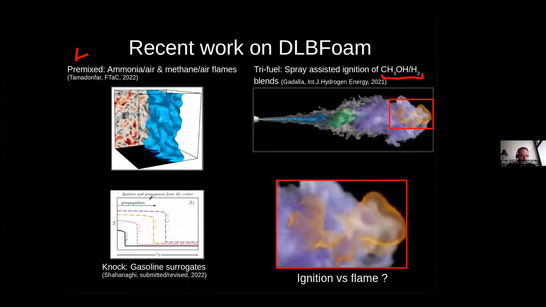And we also implemented a density-based version of this code so that we can actually simulate shock waves and knock phenomena. And our first experience is from 1D simulations. The paper has been submitted and revised, so it's still under review, but we studied gasoline surrogate fuels and studied different modes of ignition in certain test problems. So that also we were able to model detonation type phenomena.